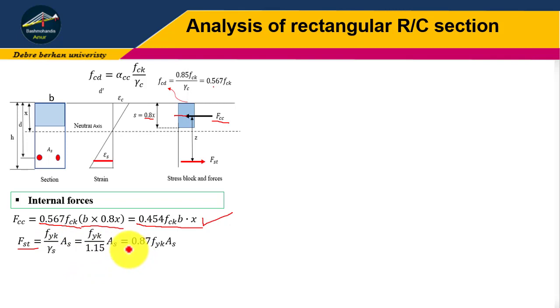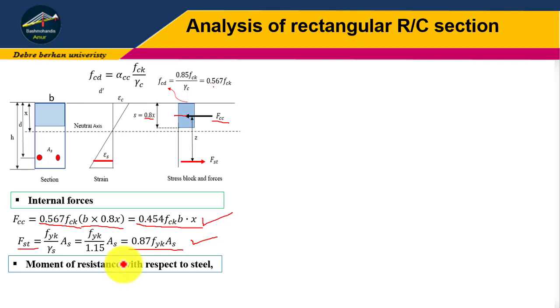okay, so when we substitute, 0.87 fyk is equal. Okay, now we have calculated the internal force due to steel. Okay, what is the moment resistance with respect to steel?